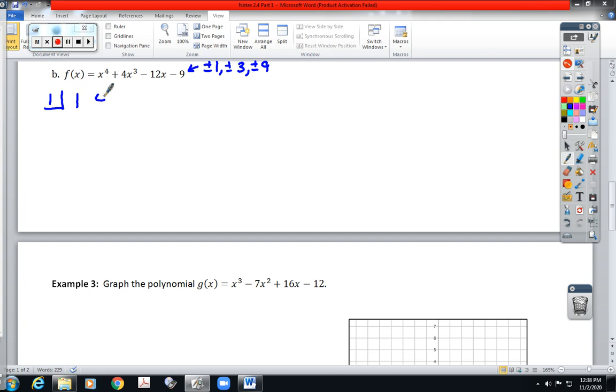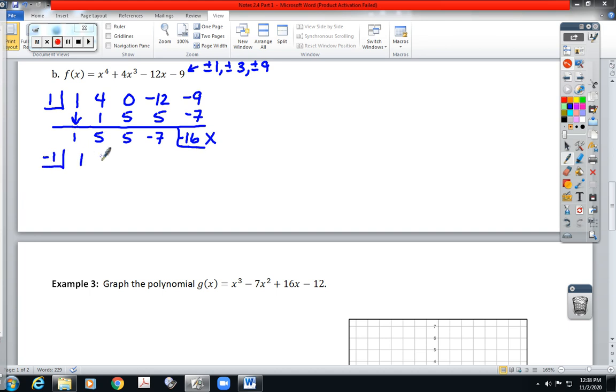Don't forget to put a 0 in between the 4 and the negative 12. If you don't include that 0, synthetic division does not work, so you cannot trust your answer. We're running this, so 1 comes down, 1 times 1 is 1, add down is 5, 1 times 5 is 5, add down is still 5, 1 times 5 is 5, add down is negative 7. That did not work. So then we try negative 1. Again, 1, 4, 0, negative 12, negative 9. 9, not 19.